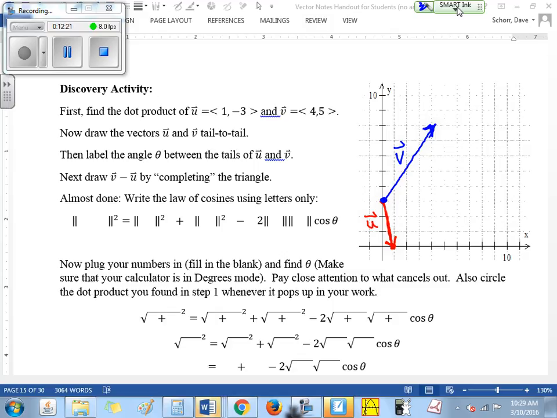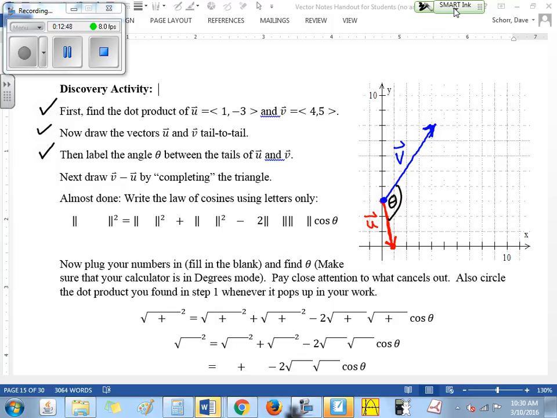Okay. Well, anyway, it also says now to label the angle theta between the tails. Let's use a black pen for that. We're talking about this angle here. There we go. All right. So we drew the vectors, we found the dot product, drew the vectors u and v, labeled the angle. Next, draw v minus u by completing the triangle? What are they talking about?